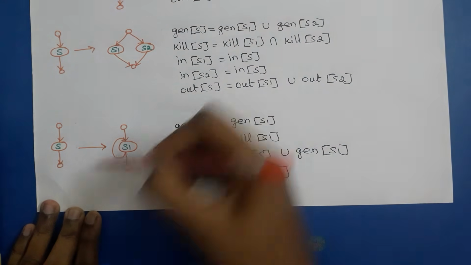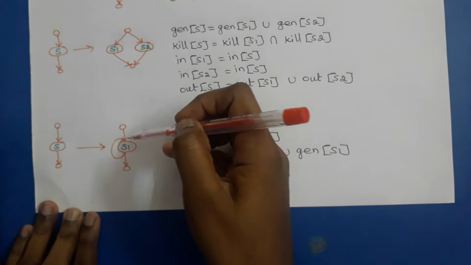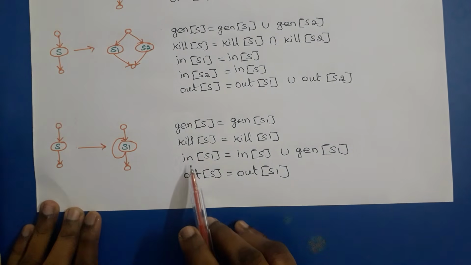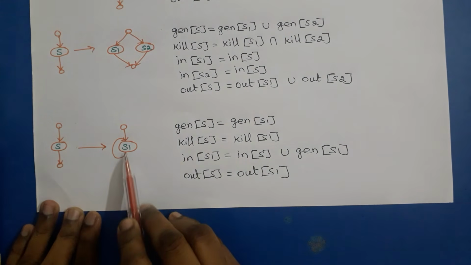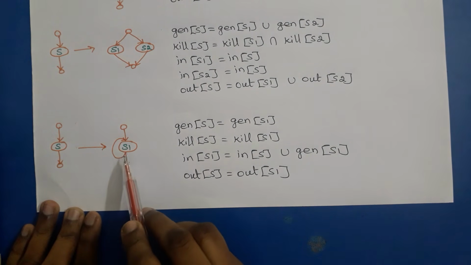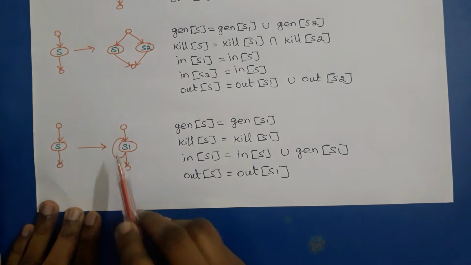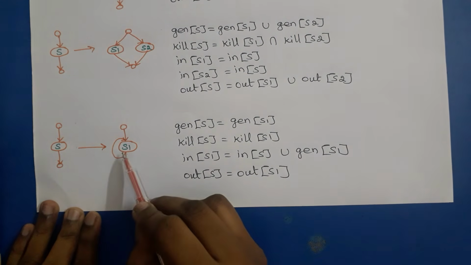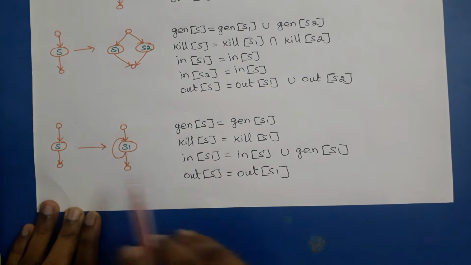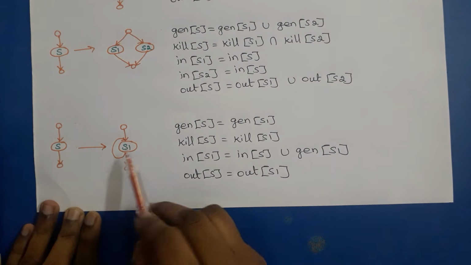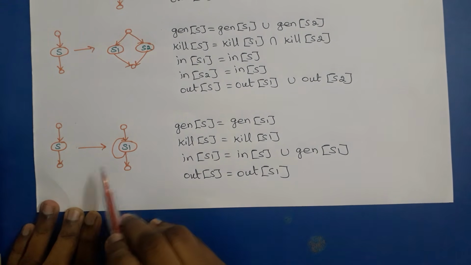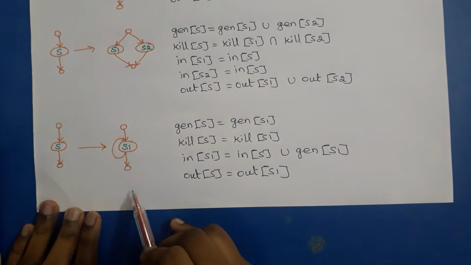Then what about in of S1? All the information inserted at the beginning, that is in of S. So in of S1 is equal to in of S, as well as, after completing one execution of the block, it will check the condition and again the same block will be repeated, right? So union gen of S1. Gen of S1 will also be given as input to in of S1. So in of S1 is both in of S as well as gen of S1. Then out of S is equal to out of S1.